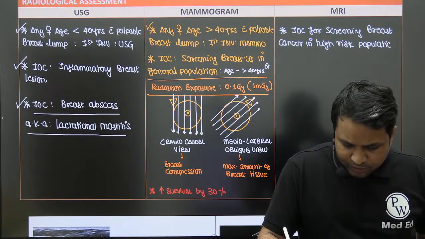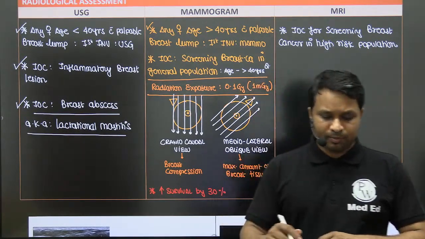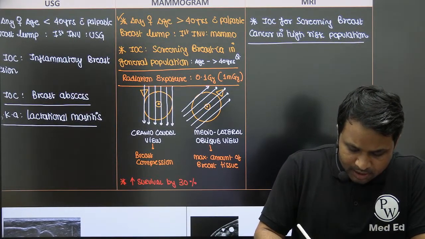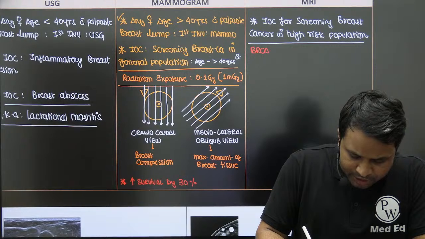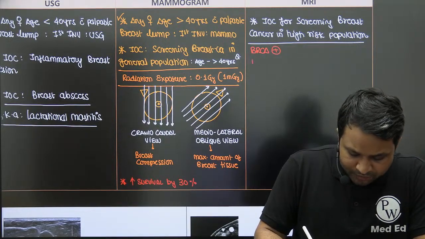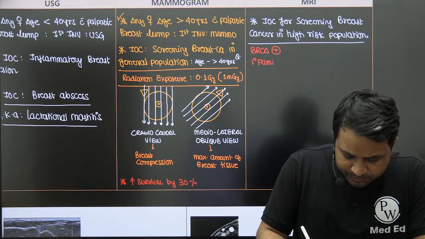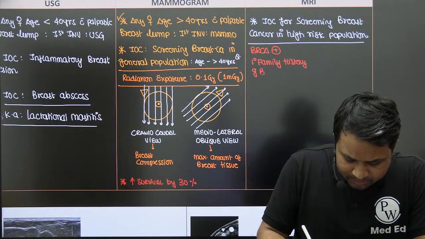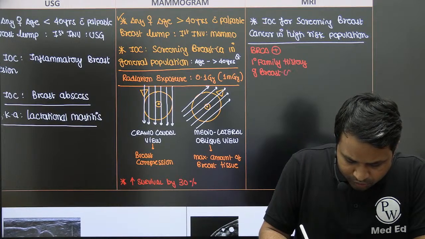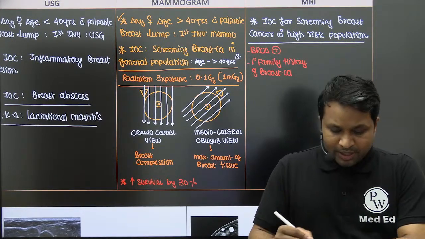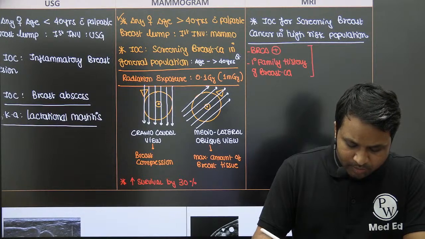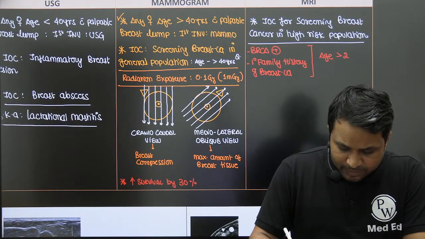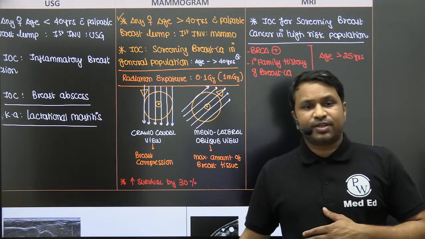It is the investigation of choice for screening breast cancer in a high risk population. Now, who are the patients who qualify as high risk? Patients with BRCA gene mutation positive, patients who have first degree family history of breast cancer. Whenever you have patients with these components, the age at which you would like to start screening is after the 25th birthday. So age of screening will be after 25 years.